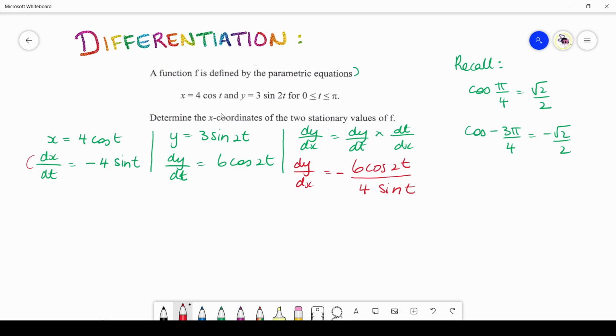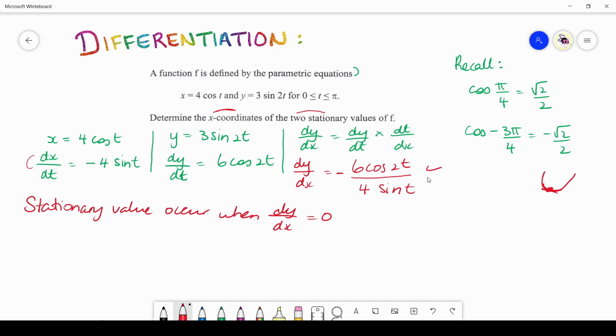Now, they're asking us to find the x coordinates, plural, of the 2 stationary values of the function. Now, stationary values occur, so that's one bit of information that you would have needed to know, stationary values occur when your gradient is equal to 0. That's your turning point, you know, when you have a curve, that point at which it changes direction, that turning point, that's where your gradient is 0, right? So they want to know what are the x coordinate values where this is happening.